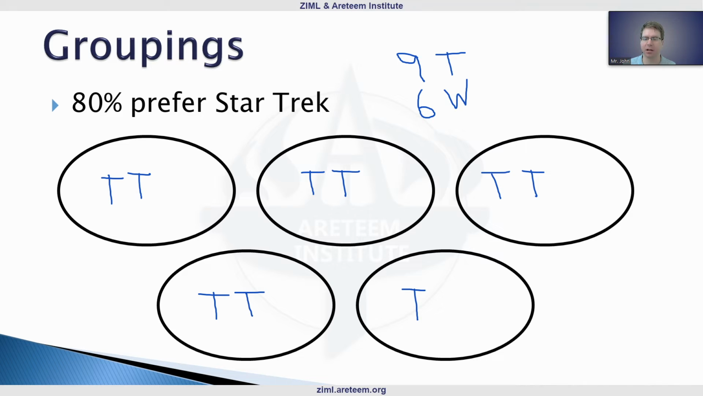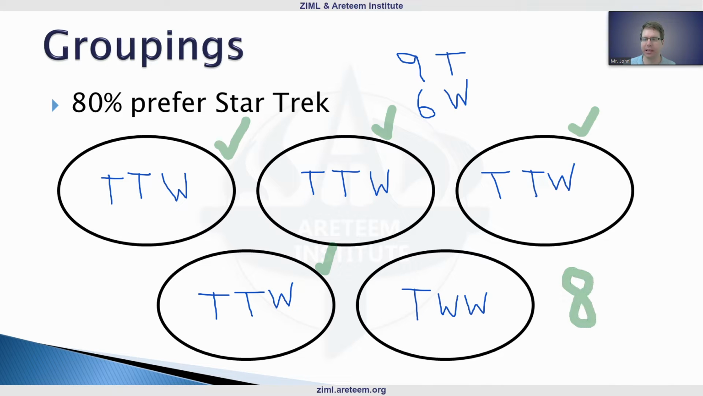We have 1 more Star Trek person. And then the 6 Star Wars people, a lot of them are going to be in groups that are outnumbered. So here these first 4 all prefer Star Trek. Let me do check marks for those. This prefers Star Trek at the top, this one does, this one does, this one does. And this is how we get our 80% here. 80% prefer Star Trek in this scenario.